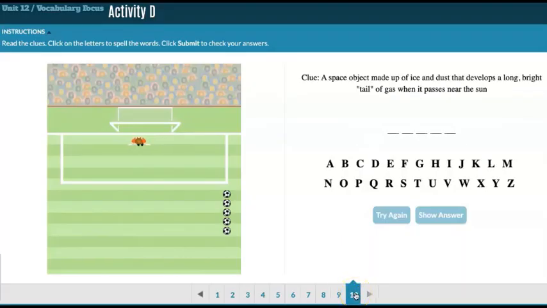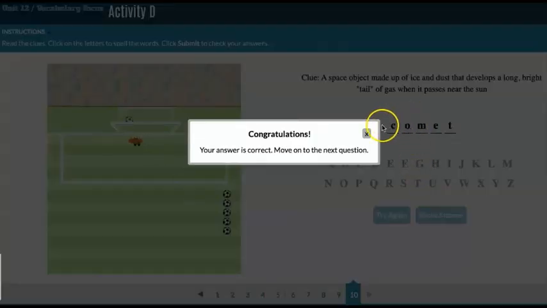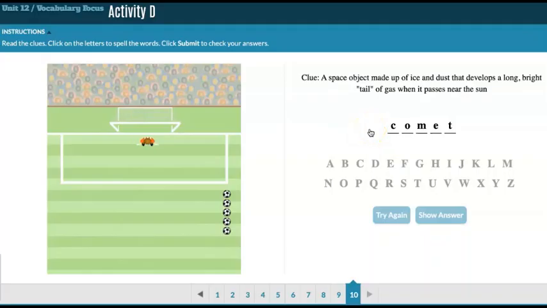And 10. A space object made of ice and dust that develops a long, bright tail of gas when it passes near the sun. That is really easy. It's a yes, comet. Well done, guys. Let's continue with our next part.